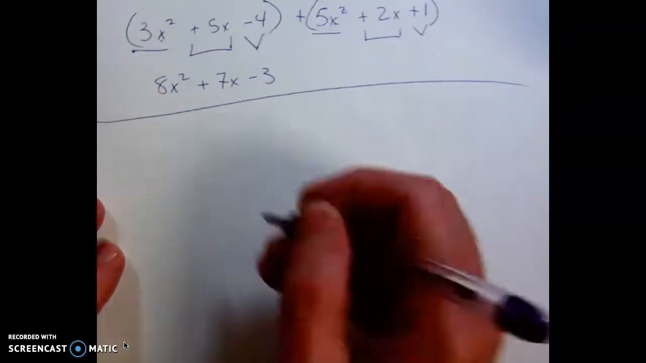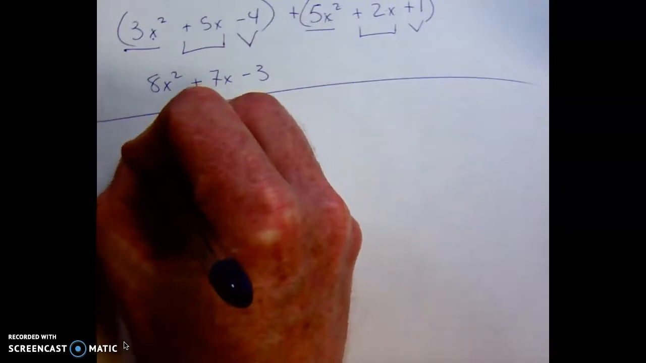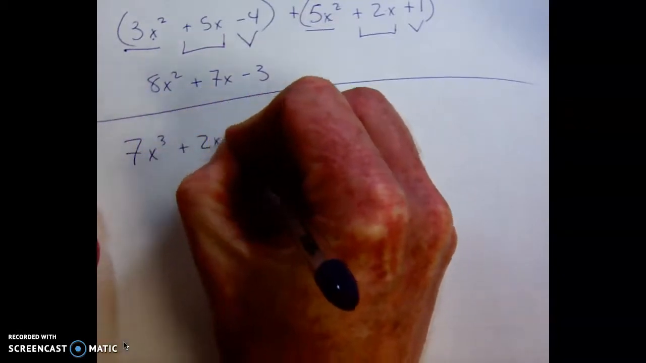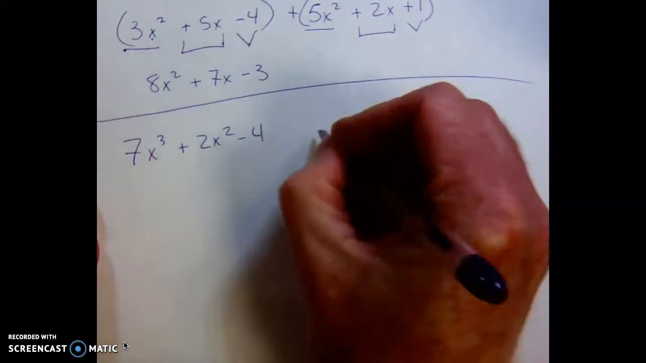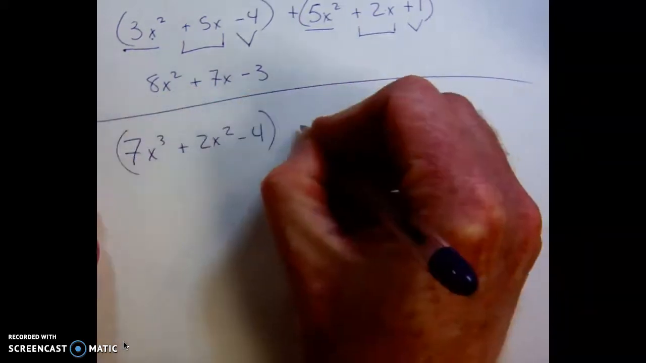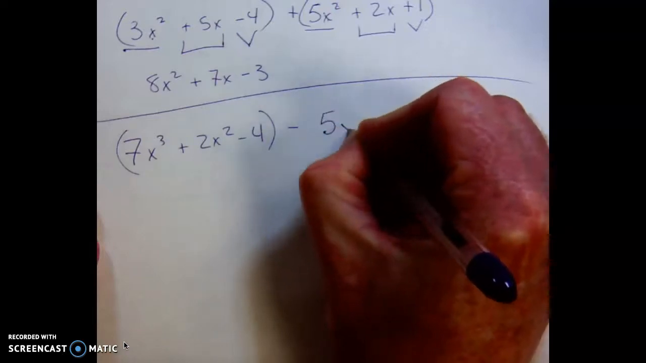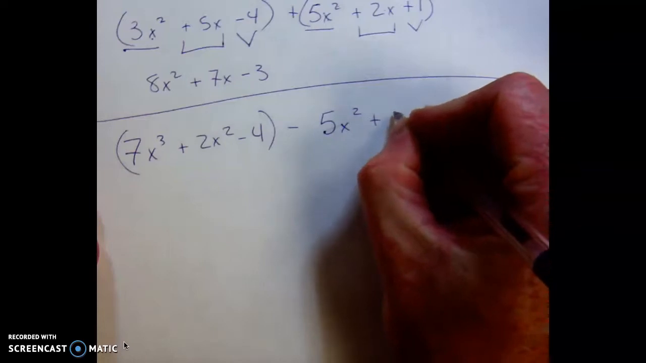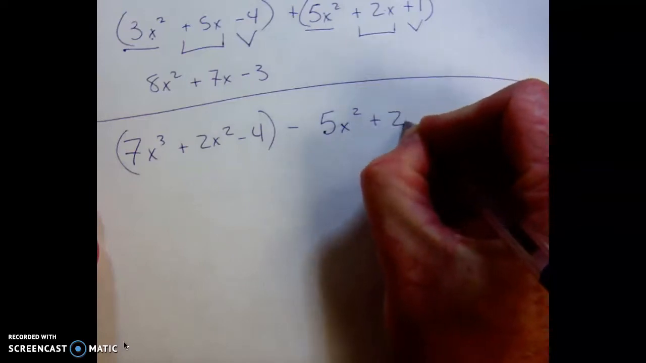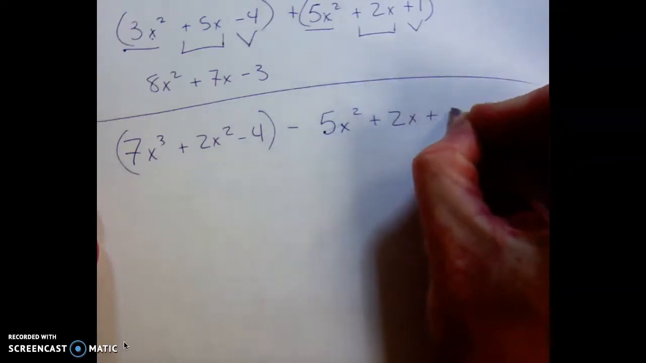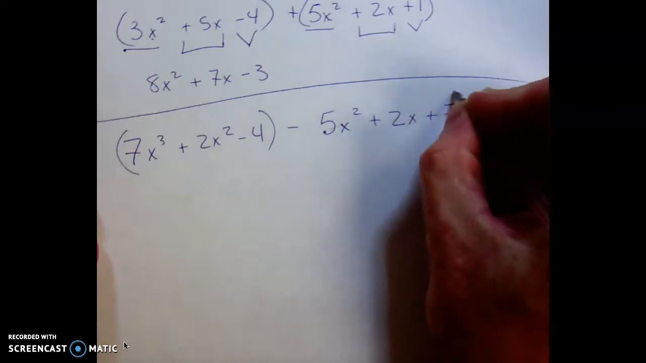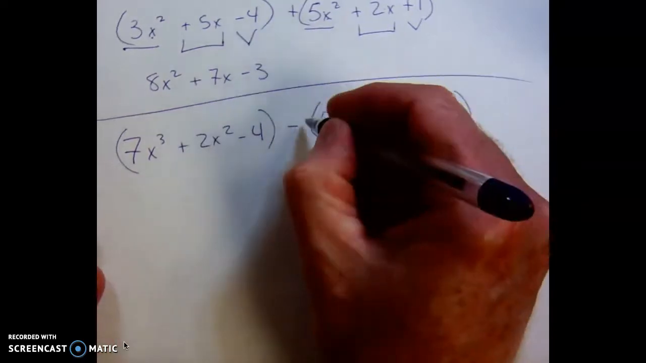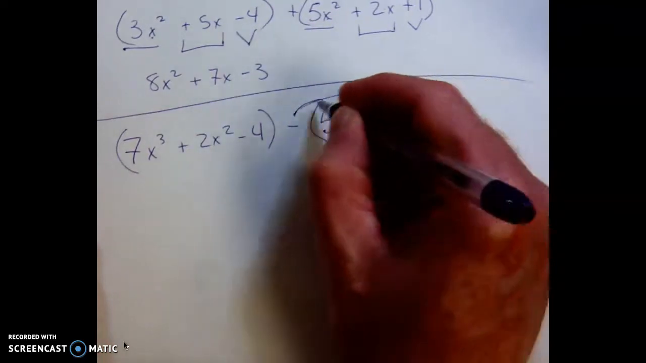Okay, same idea with subtracting polynomials. Let's say we had 7x to the third plus 2x squared minus 4, minus 5x squared plus 2x plus 7. Okay, so when we subtract, we have to distribute that negative through first.